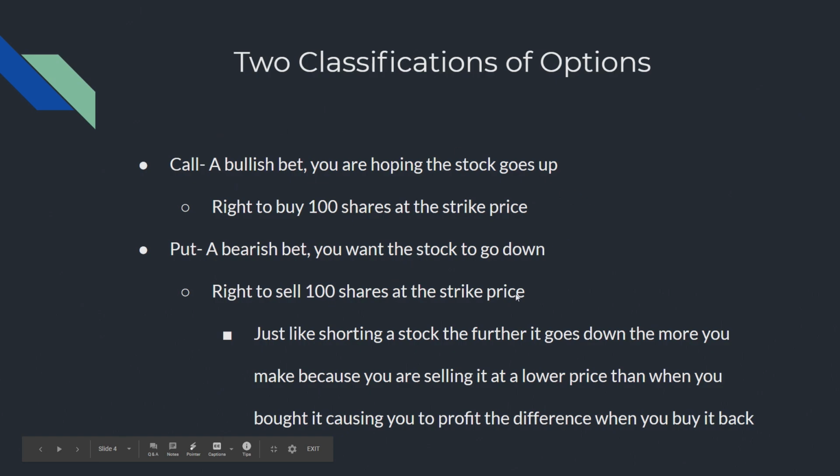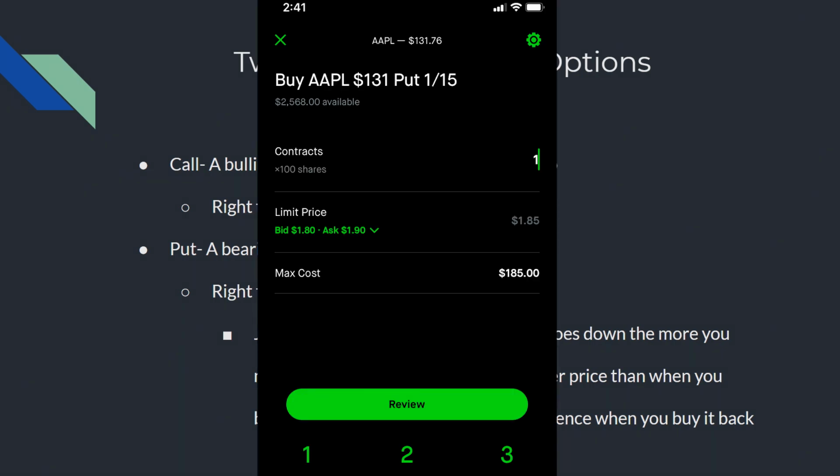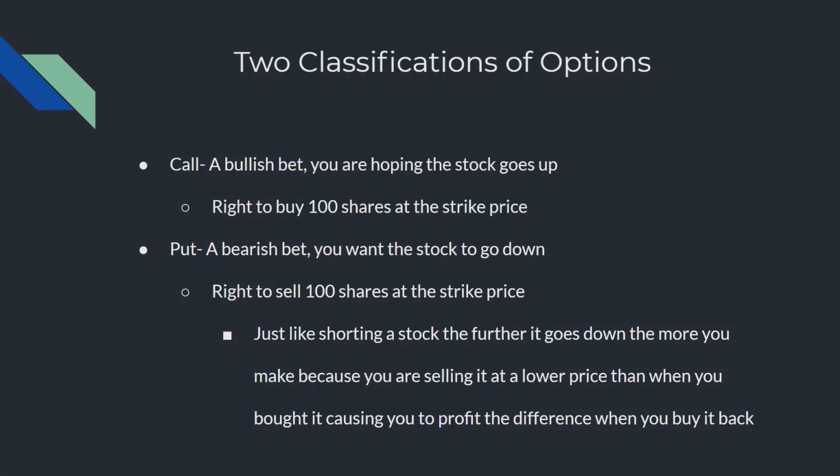So a put is the exact opposite. I'm going to show a put on the screen as well, just to give you an example of what it's like. A put is a bearish bet. You want the stock to go down. It gives you the right to sell 100 shares at the strike price. It is just like shorting a stock, right? So the further it goes down, the more you make because you're selling it at a lower price than when you bought it at, causing you to profit the difference between what you bought it at.